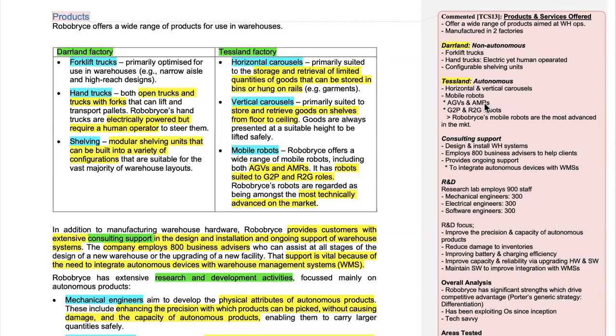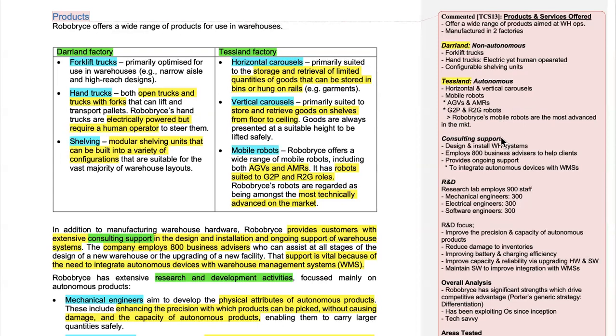When it comes to mobile robots, we are involved with producing AGVs and AMRs. If you go through the first industry analysis video, which comes under the paid content, you'll understand what these AGVs and AMRs are. If we have time, I'll simply explain what these things are later on. We are also involved with manufacturing G2P and R2G robots. Again, you'll understand what these things are if you go through the first video, which comes under the paid content.